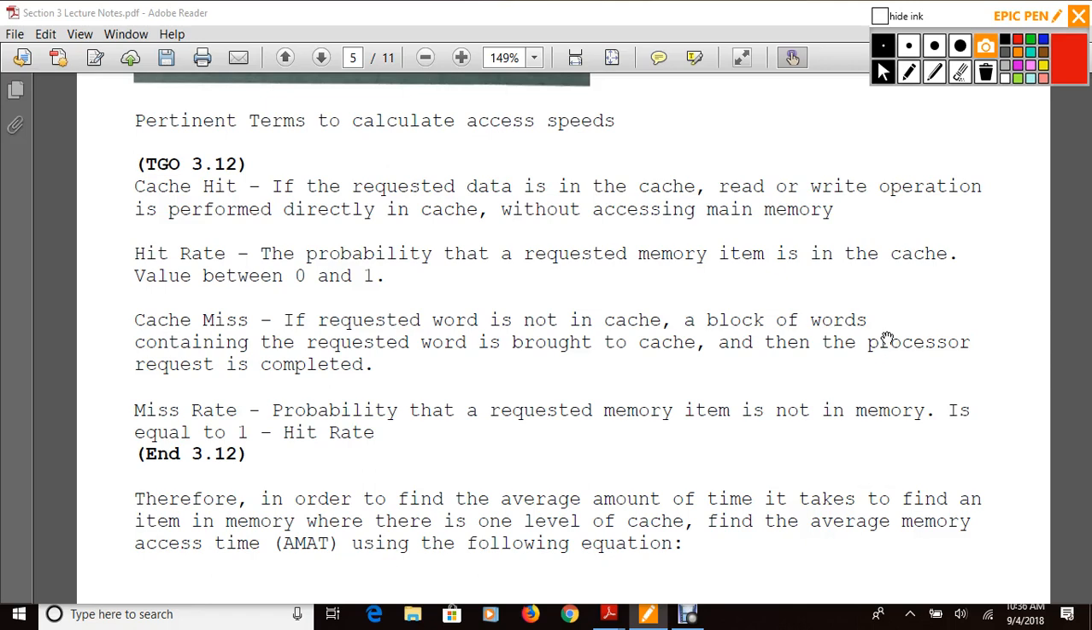Okay. Hit rate: the probability that the requested memory item is in cache, between 0 and 1. And I presume that you have all taken some probability course. If you haven't, basically, 0 to 1 in probability is the same thing as 0% to 100%. So 0.18 means 18%.